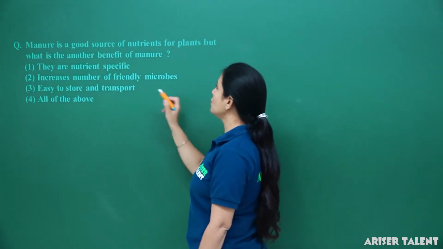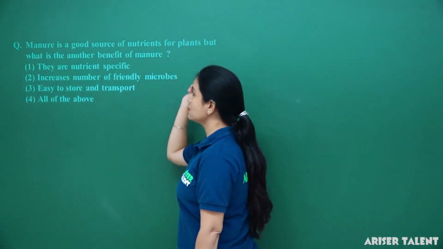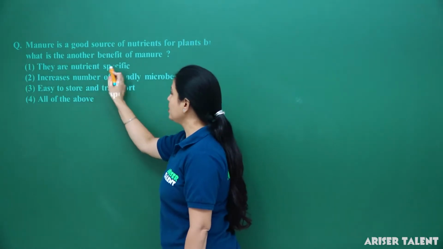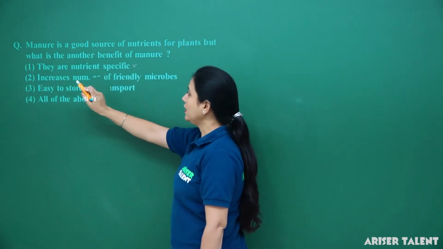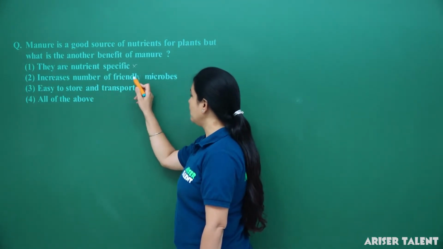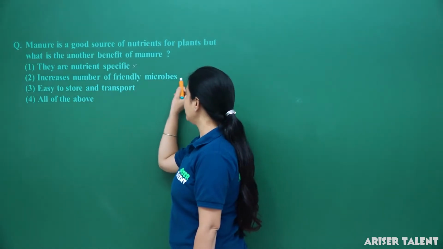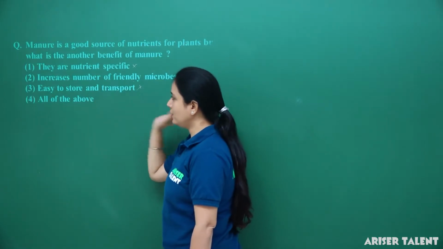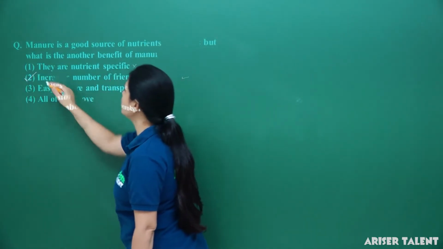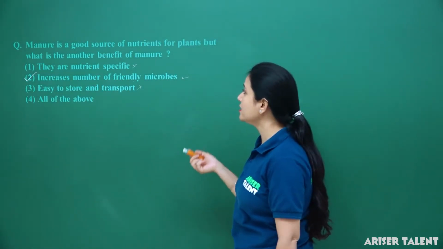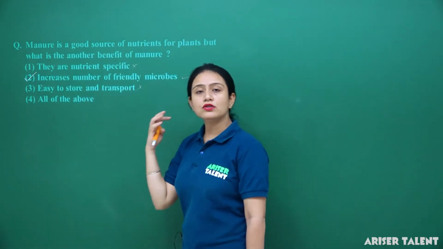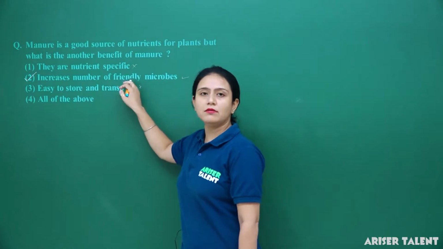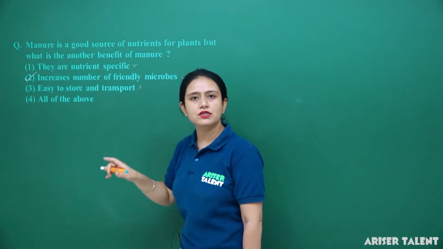Manure is a good source of nutrients for plants, but what is another benefit of manure? Nutrient specific? No. Increases the number of friendly microbes? Yes. Easy to store and transport? All of the above. The second option is the most suitable and correct answer: manure is a good source of nutrients, and besides that, it increases the number of friendly microbes in the soil. Clear?